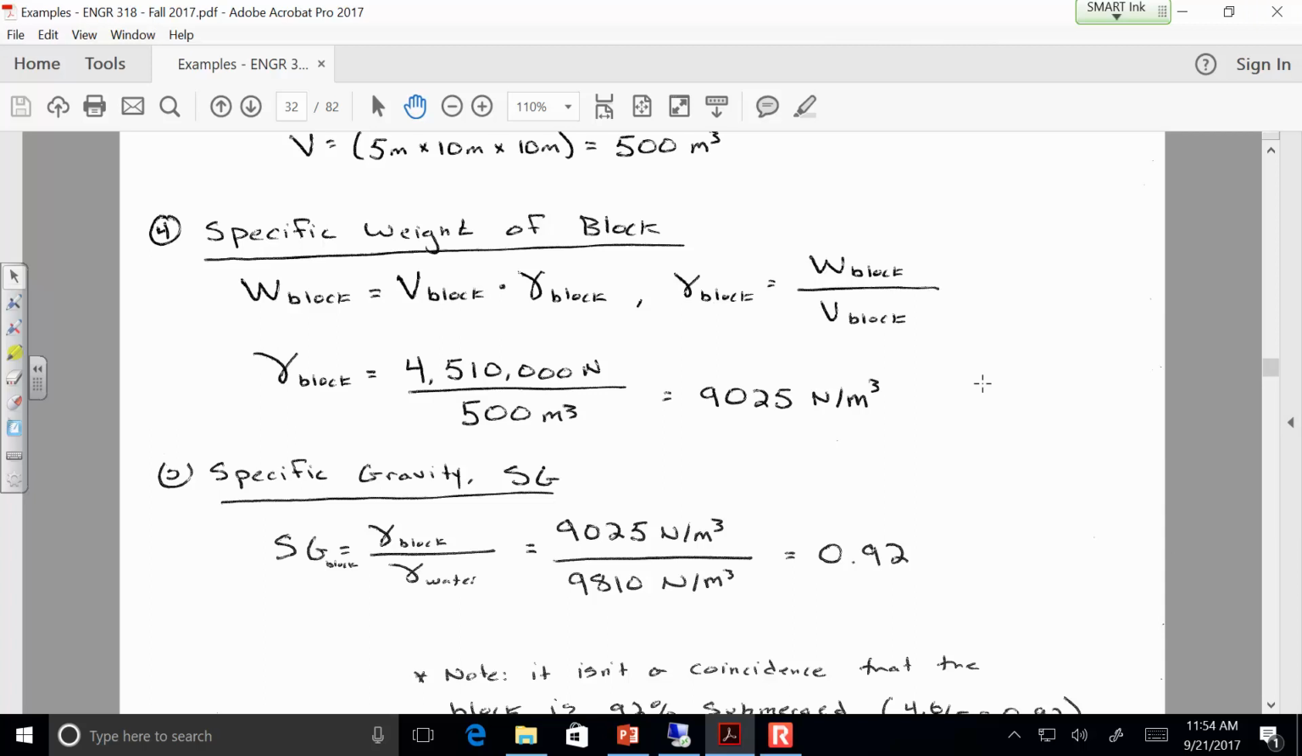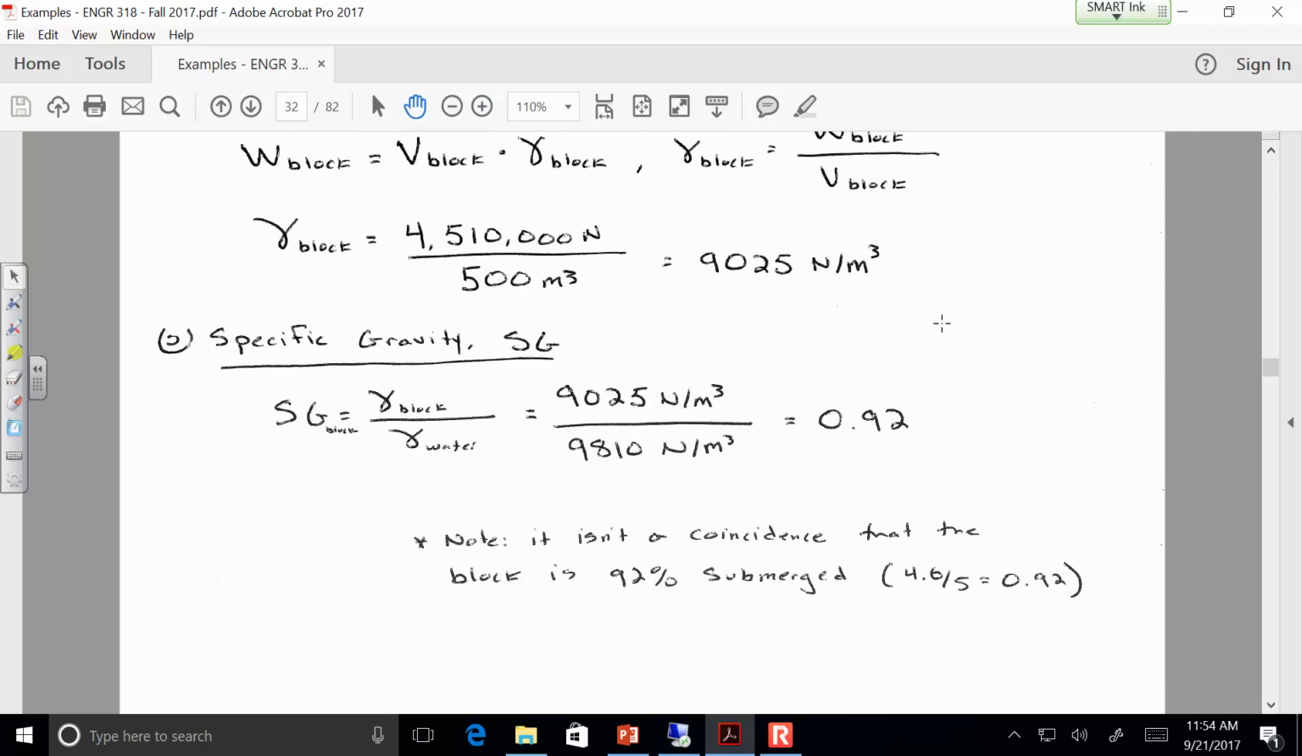The interesting thing is that if you look at the ratio of the gamma of the block to the gamma of water, it's 92%, which is also the ratio of the percent submergence. It's 92% submerged. That's not a coincidence. The depth of 4.6 to 5 is 0.92 in the same way that the unit weight of the block versus the unit weight of the water. So there's a linear relationship between specific gravities and the percent submergence.